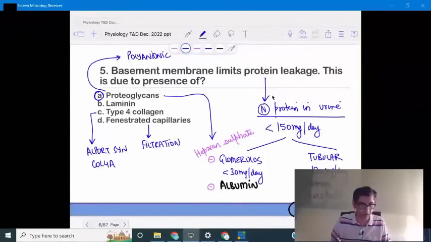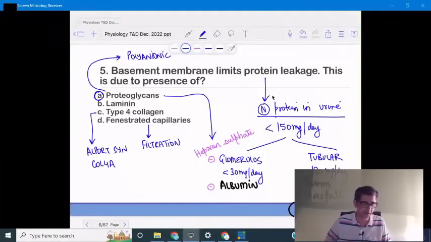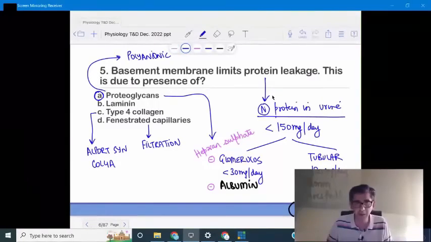Laminin is again present. Karan, the question is, where is laminin present? Laminin is also a component of the basement membrane itself. बेसमेंट मेम्ब्रेन में अलग अलग टाइप के प्रोटीन्स प्रेजेंट होंगे. One of them is laminin, and it gives structural support, but it will not prevent protein leakage.